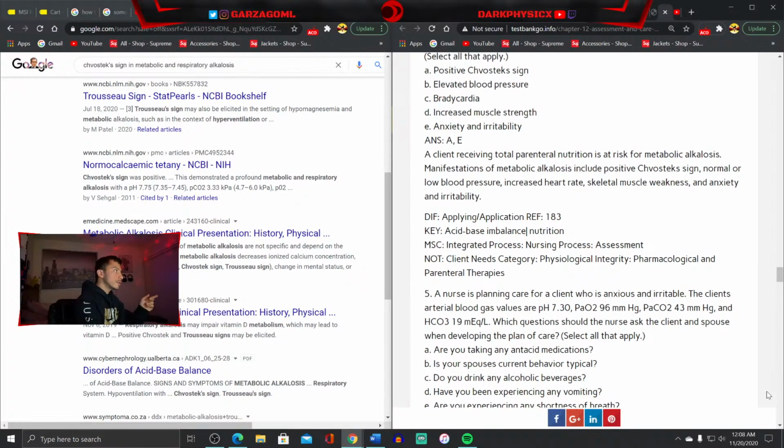Alcohol can cause metabolic alkalosis, I'm pretty sure, or acidosis. Yeah, because it's ingesting acids. Have you experienced any vomiting? Vomiting would decrease acids in the body. I don't think so. But at the same time, DKA does have some vomiting up in there.